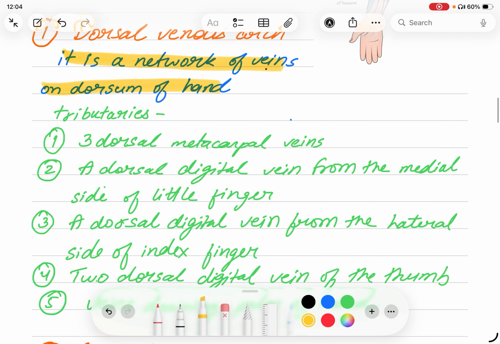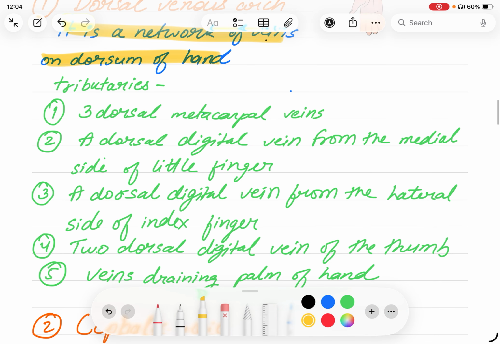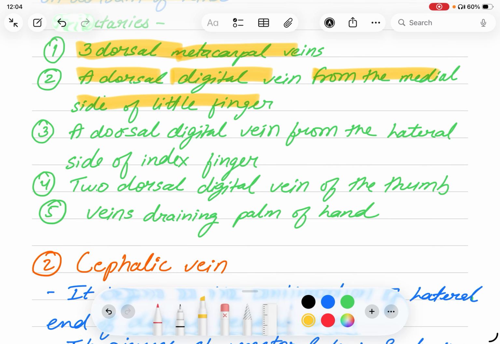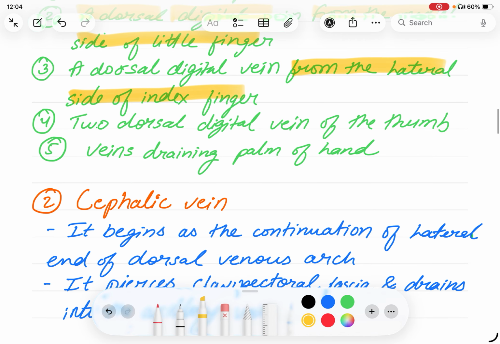Now, tributaries of the dorsal venous arch. First are the three dorsal metacarpal veins, and second is a dorsal digital vein from the medial side of the little finger, a dorsal digital vein from the lateral side of the index finger. Fourth is the two dorsal digital veins of the thumb, and fifth is the veins draining the palm of the hand.